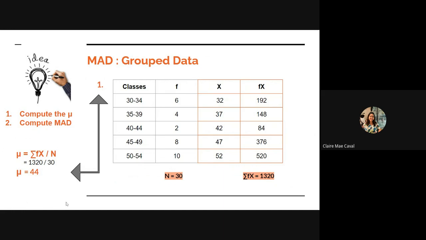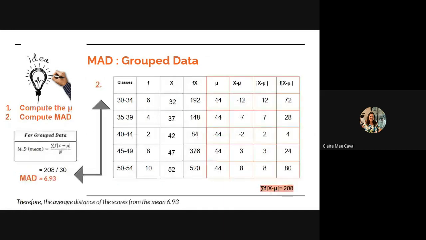Again, we're not yet done. Let's go to the second step. You compute the mean absolute deviation. Using this formula for grouped data of the mean absolute deviation, still, this time it's already grouped, may frequency na.